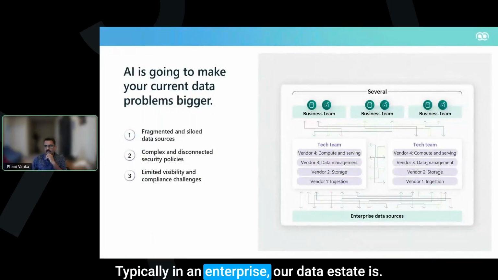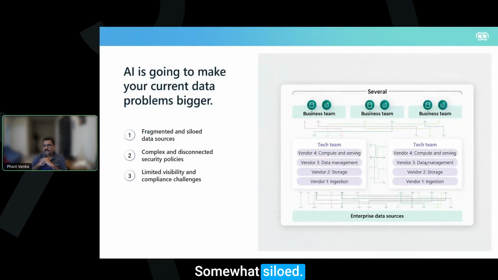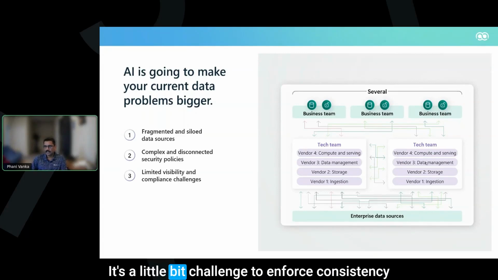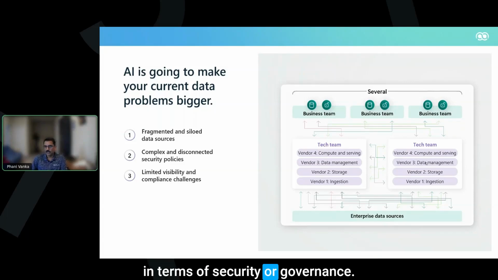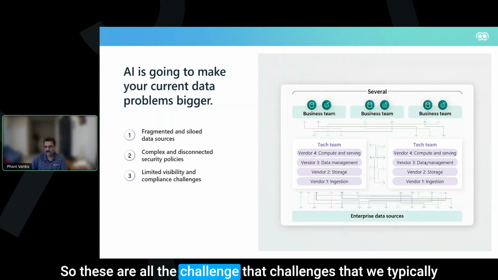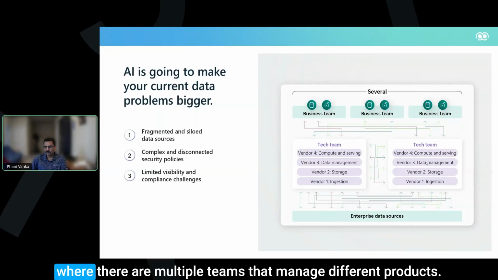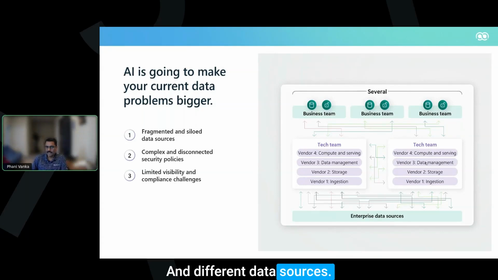Typically, in an enterprise, our data estate is somewhat siloed. We have multiple vendors. The interoperability between these systems is not that great. It's a bit of a challenge to enforce consistency in terms of security or governance. These are all the challenges that we typically see in an enterprise, especially medium to large enterprises where there are multiple teams that manage different products and different data sources.